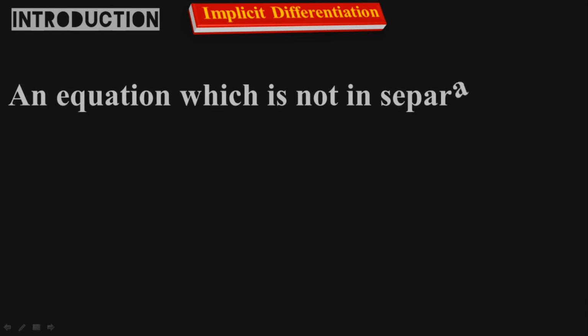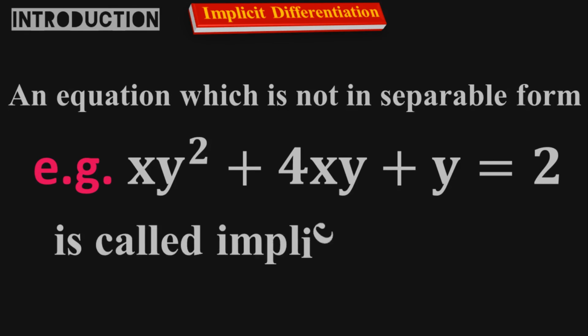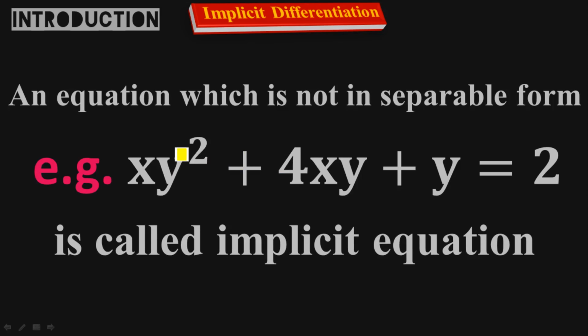But an equation which is not in separable form, e.g. xy squared plus 4xy plus y equals 2, is called an implicit equation. If you have an equation where x and y variables are mixed with each other, like x times y squared plus 4xy plus y equals 2, it is not possible to separate them. You cannot separate x and y variables in such an equation. Therefore this equation is not in separable form. So such a form of equation is called an implicit equation.